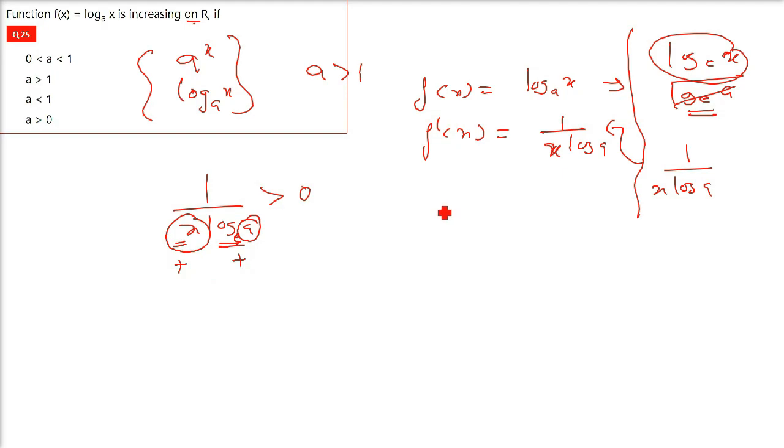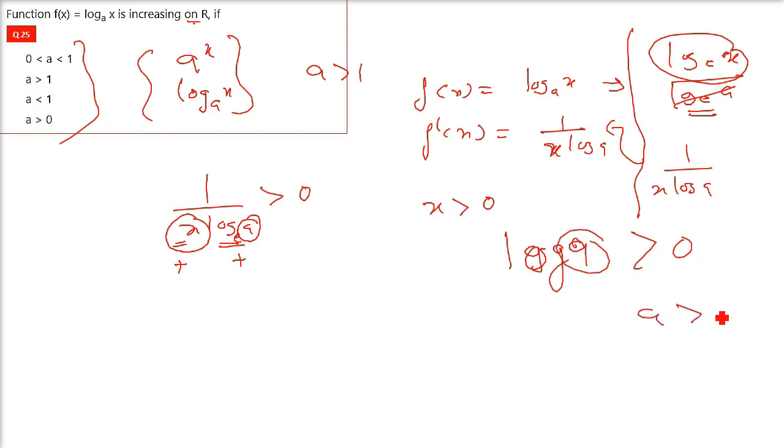They are not asking about x. The four options being provided are not about x. We can straight away say x should be greater than 0. But the four options are related to a. So we have to talk about log a being greater than 0, log base e of a greater than 0. And this log a is only defined when a is greater than 0.